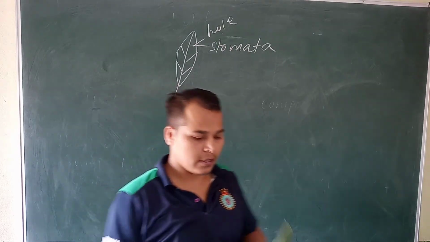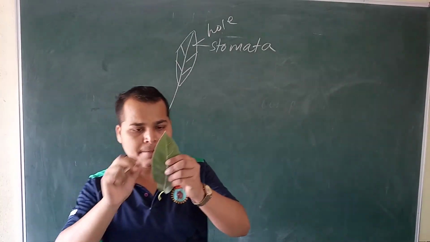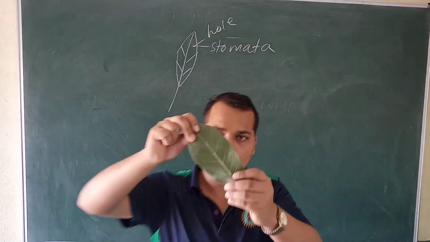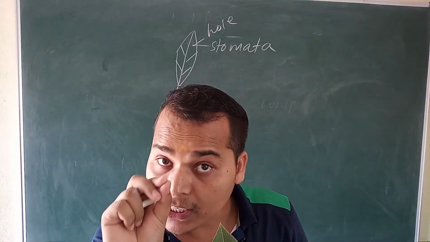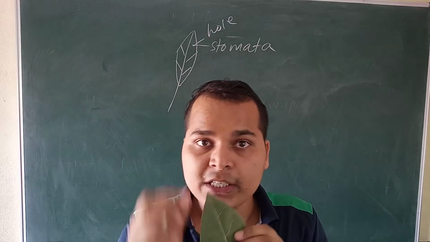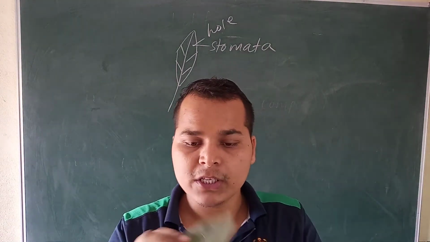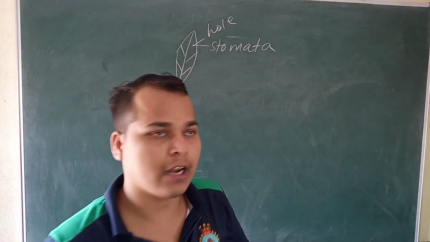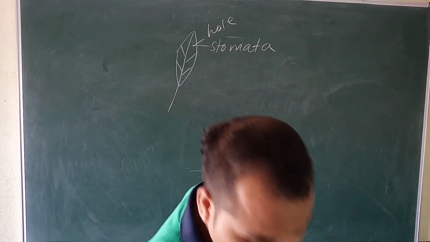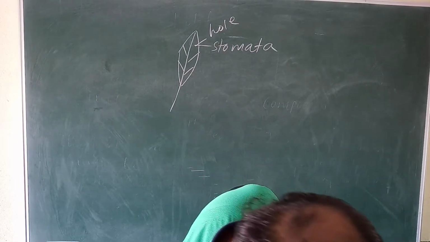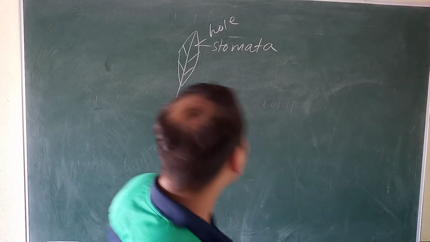You can take one leaf and observe here. You can observe some holes in that leaf. This opening is called stomata. This stomata takes carbon dioxide and releases oxygen. So this is about the structure of leaves. Yes or no?